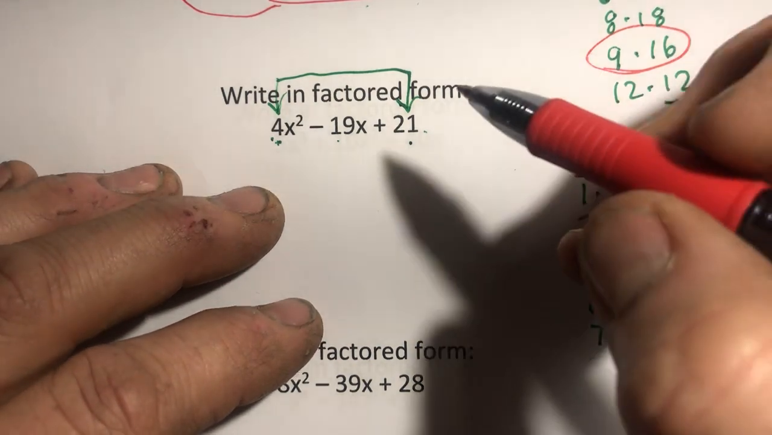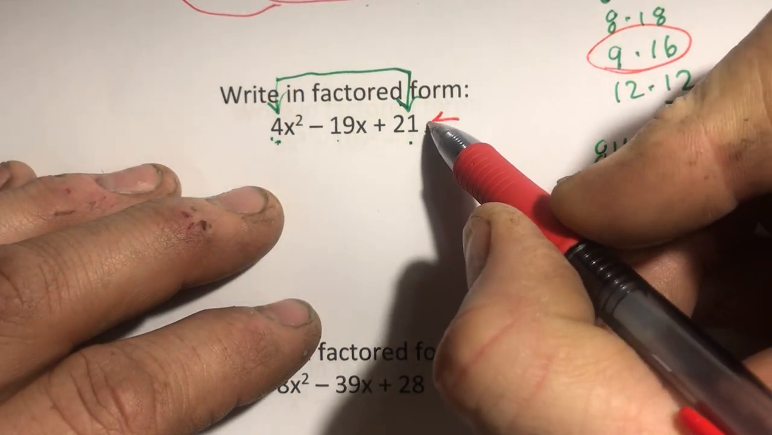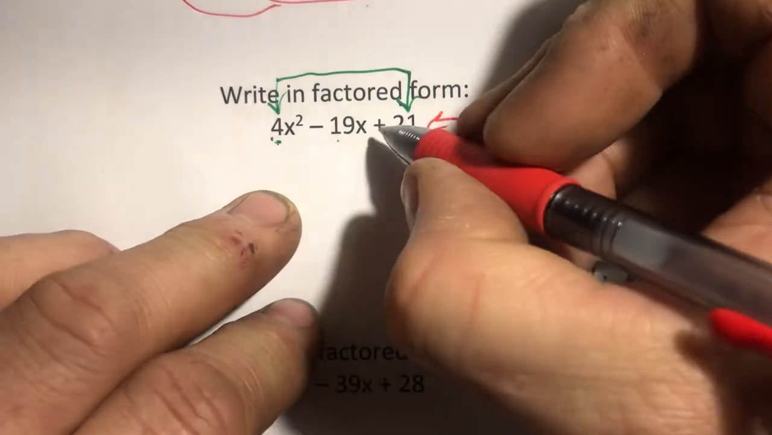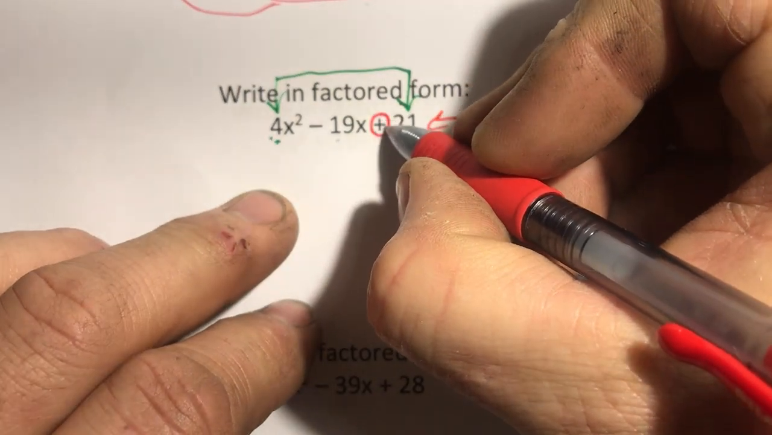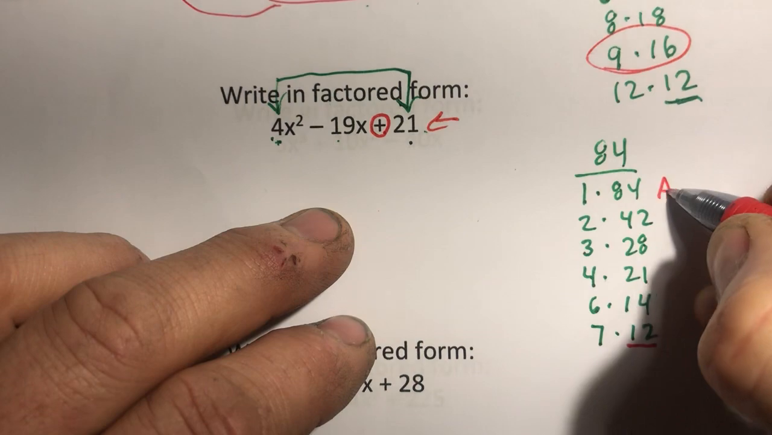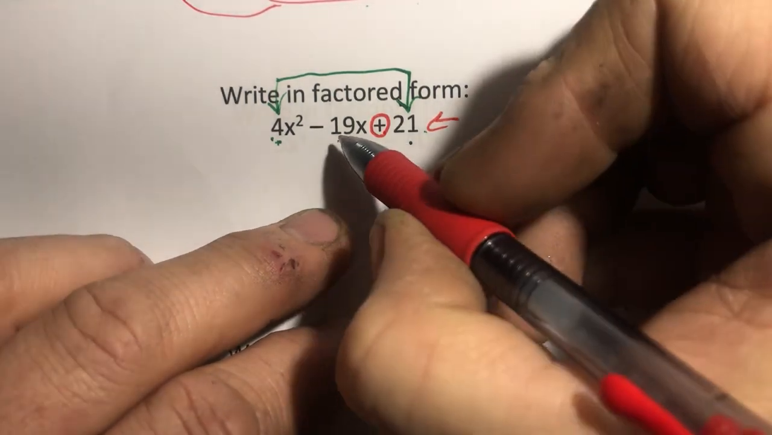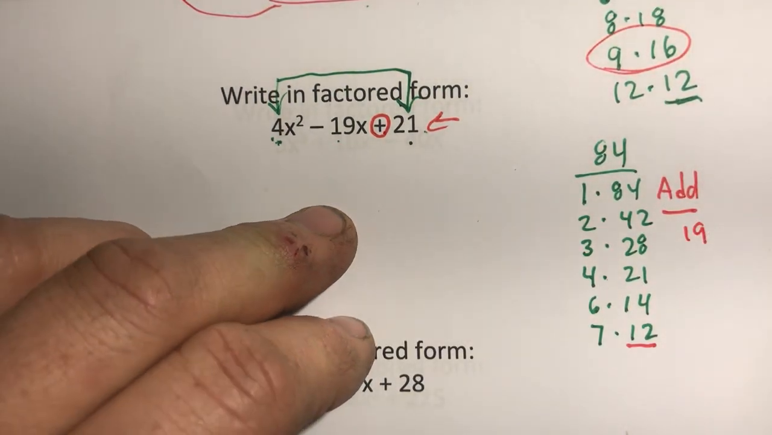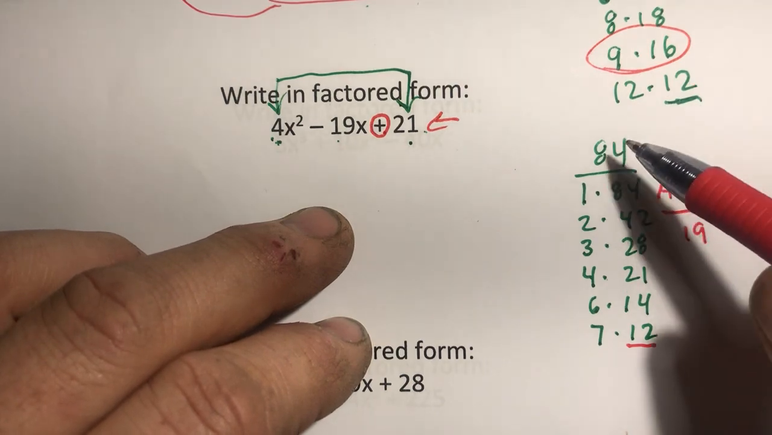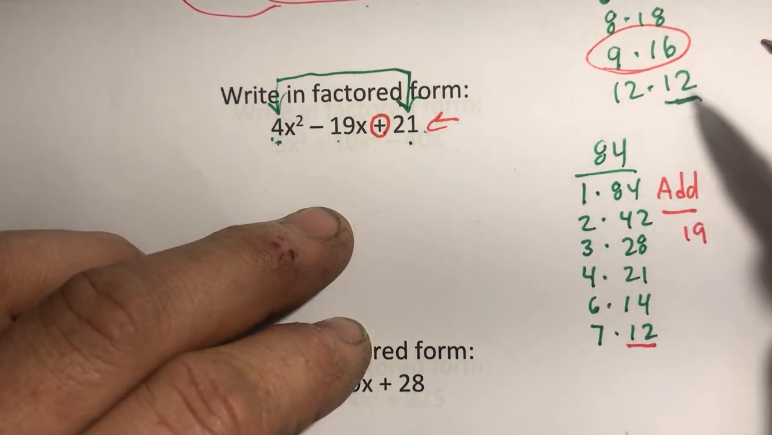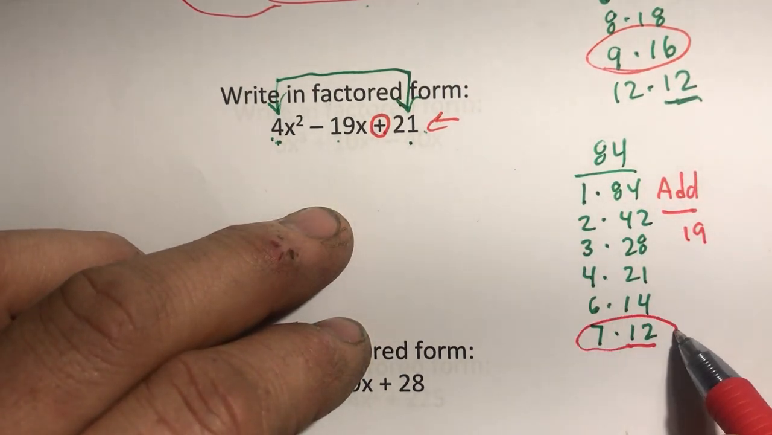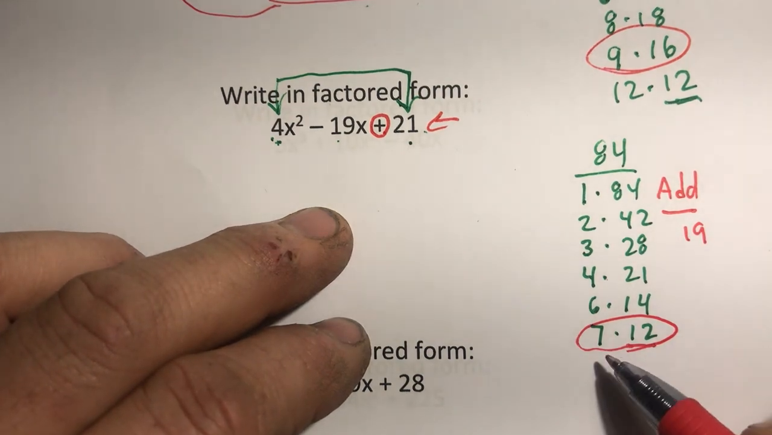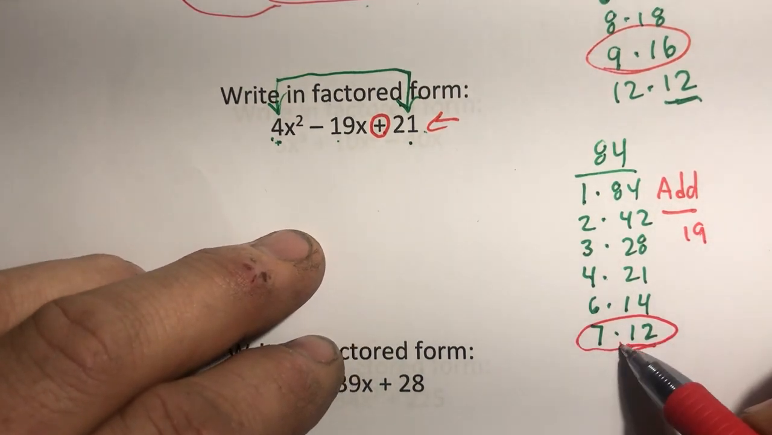Okay, now which ones would work in this problem here? All right, so again, this last sign here is a positive, which means I'm going to add these numbers. I've got to add, and I've got to get 19. So I need to add these two numbers together and get 19. Well, it looks like this last one here is 7 and 12. 7 plus 12 is 19. So there are my numbers that work in here.